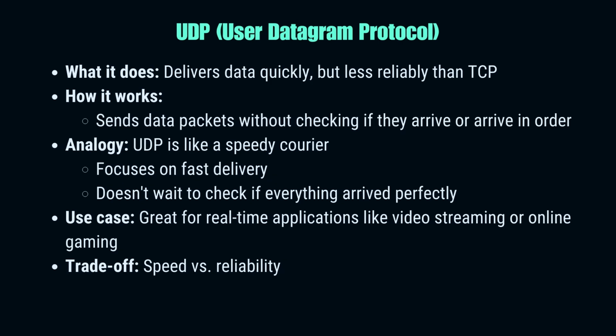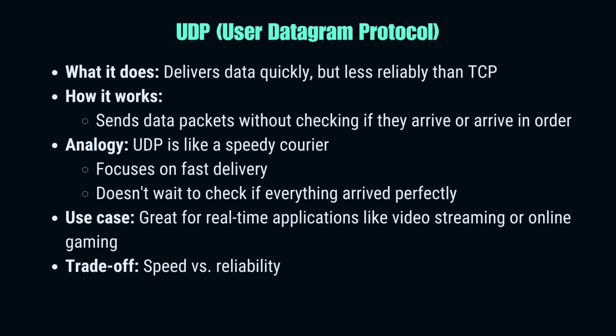While TCP focuses on reliability, UDP takes a different approach, prioritizing speed. Let's see how UDP works and where it's most useful. UDP, or User Datagram Protocol, is another method for sending data over the Internet, but it's quite different from TCP. While TCP is all about reliability, UDP is all about speed. UDP sends data packets quickly without checking if they arrive, or if they're in the correct order.